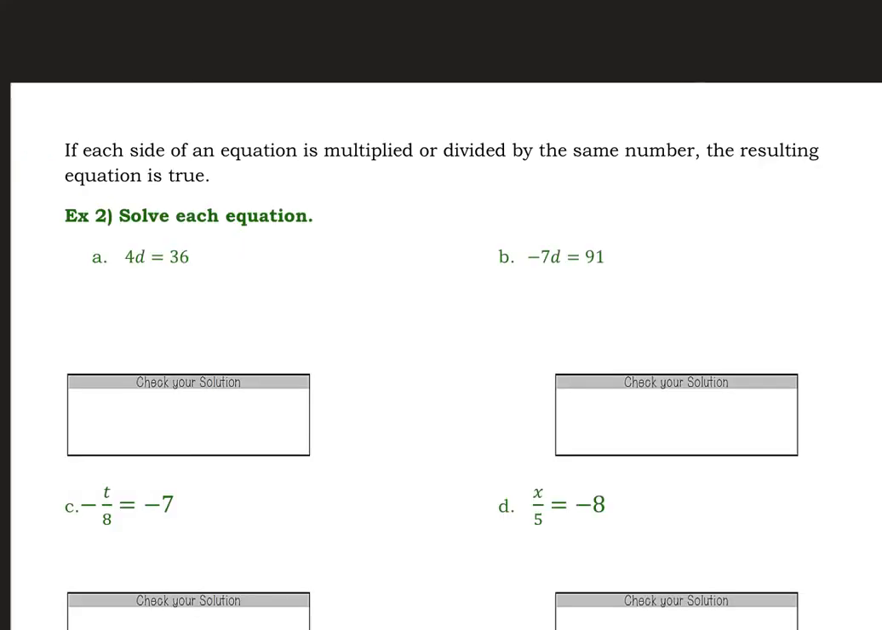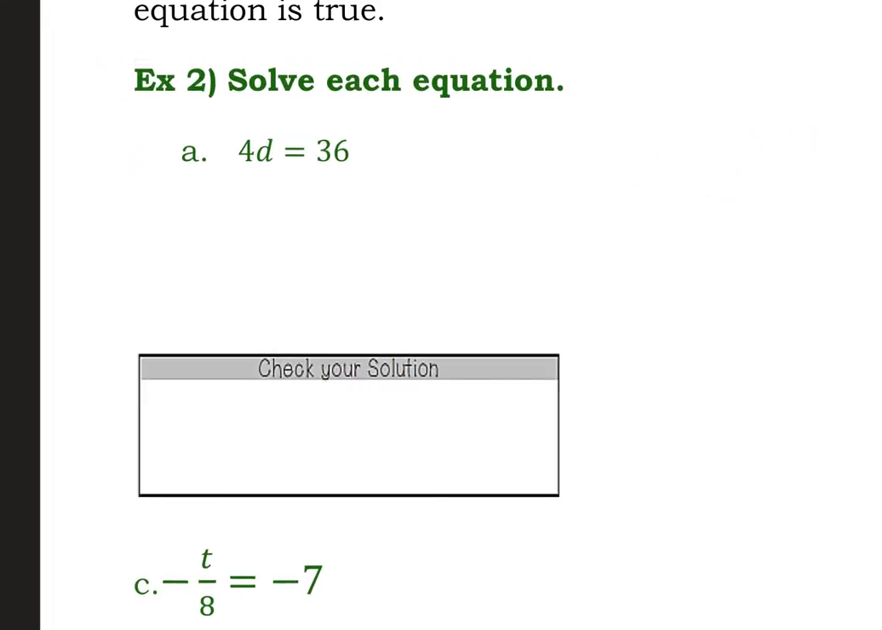Okay? So on the back side, the front side was adding and subtracting. The back side is going to be the multiplying and the dividing ones. Okay? So if I look at letter A here, I have 4d equals 36. What operation is happening when we look at 4d? Multiplication. What's the opposite of multiplying? Dividing. You divide by the number next to that variable. So here, your d will be equal to what? 9.